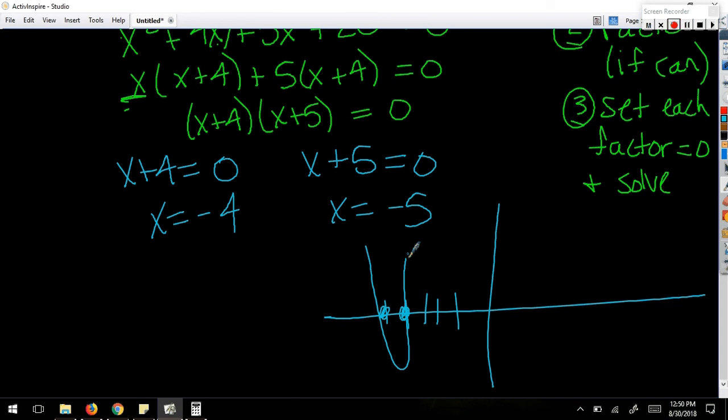Wait, does that mean the next step is like doing this plus finding the vertex? No, we might rearrange some and graph them a different way. The most important part with this are the intercepts. We're going to do a lot with the intercepts and zeros.